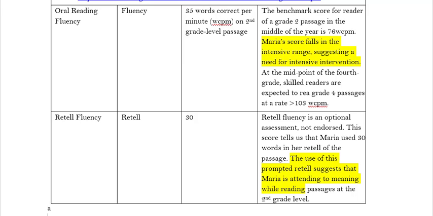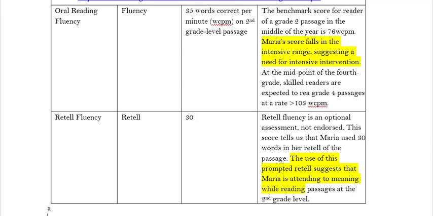She was given a passage, grade level controlled, and directed to read aloud from that passage. Her rate in number of words read correct per minute was 35. The benchmark score for a reader of a grade 2 passage in the middle of the year on this particular assessment is 76 words correct per minute. This shows that Maria's score is falling in the range where intensive intervention is suggested.